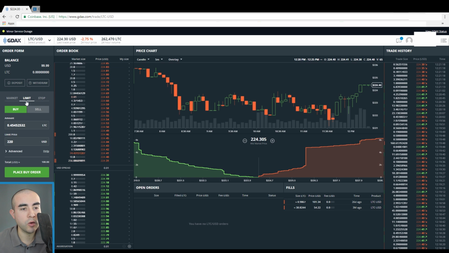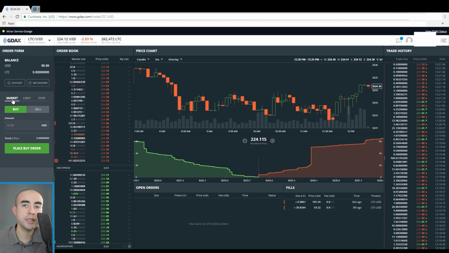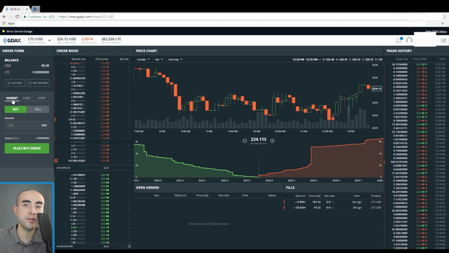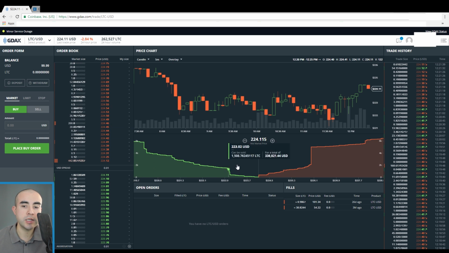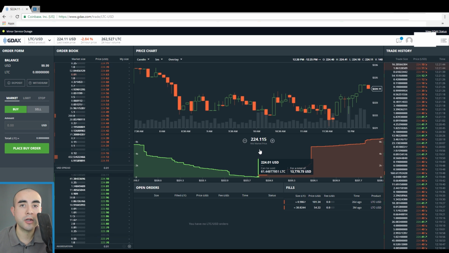You want to place limit orders for buys and for sells. If you do a market order, you will pay a 0.25% fee, which is still much less than Coinbase, where it can be as high as 4% fee and as low as a 1.5% fee. On GDAX, it would be a 0.25% fee if you placed a market order, which means the order would take place instantly at the current market price.